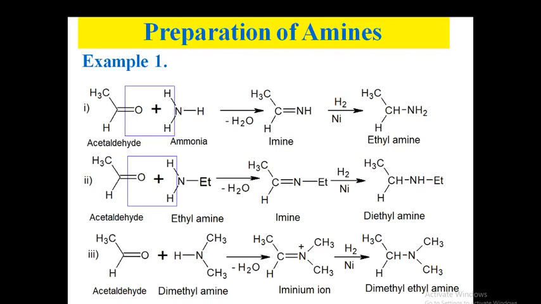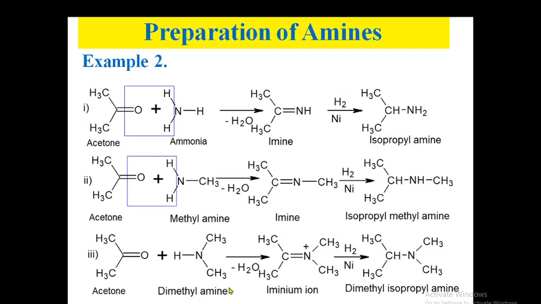These are the examples that tell you how you are getting the different amines here. So here we have taken acetaldehyde and ammonia. Simply by dehydration, you will get the imine here, which is further reduced to ethylamine. If you take the ethylamine and react it with acetaldehyde, you will get this imine, which is reduced to diethylamine here. And if you take dimethylamine and react it with acetone, you will get this iminium ion, which is further reduced to the final product, dimethyl isopropylamine.